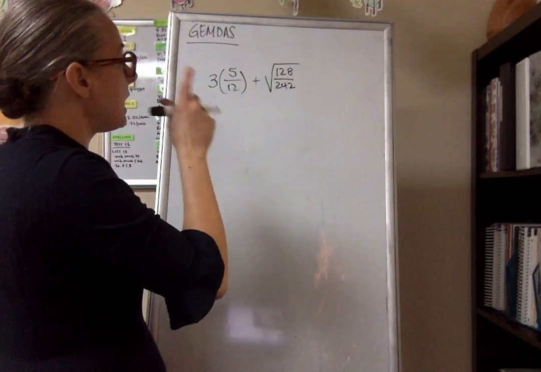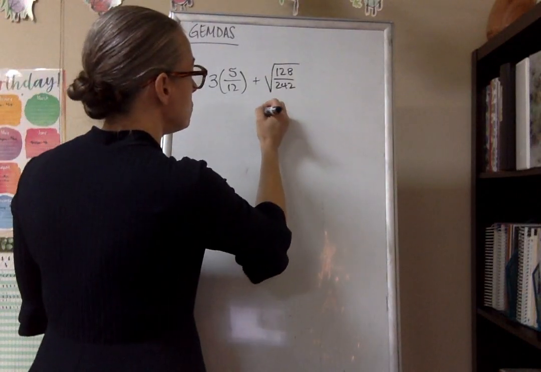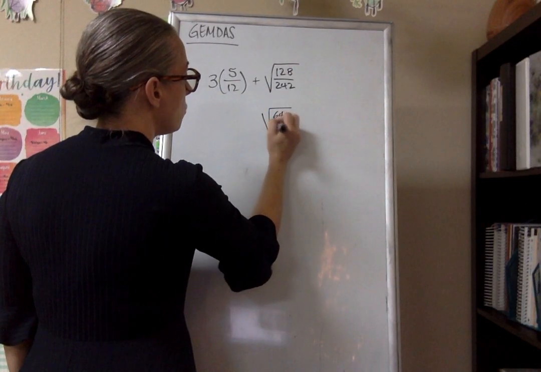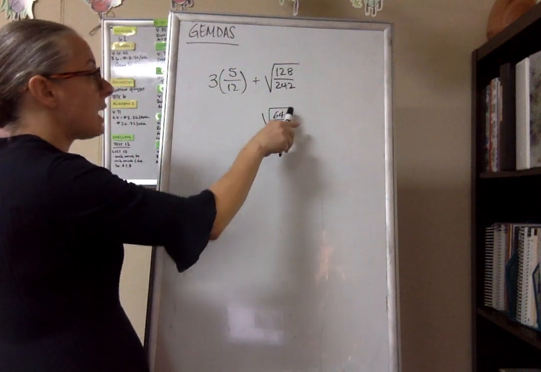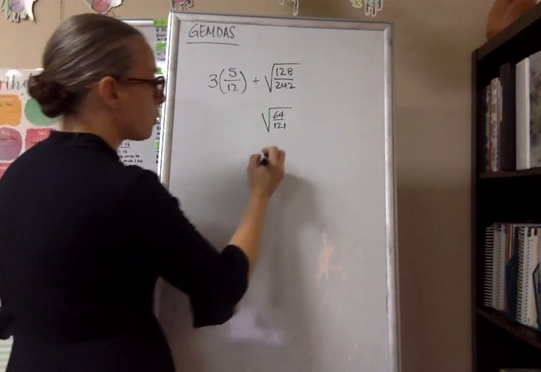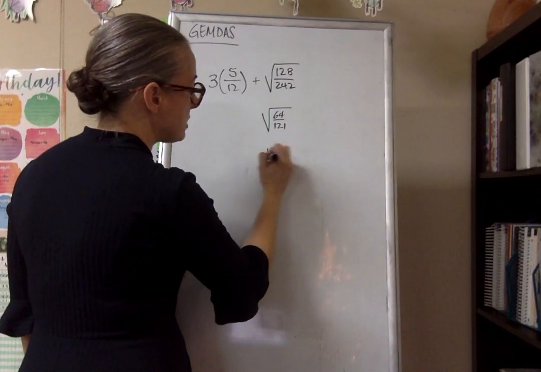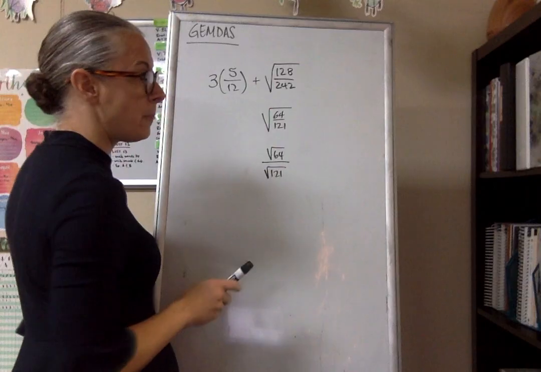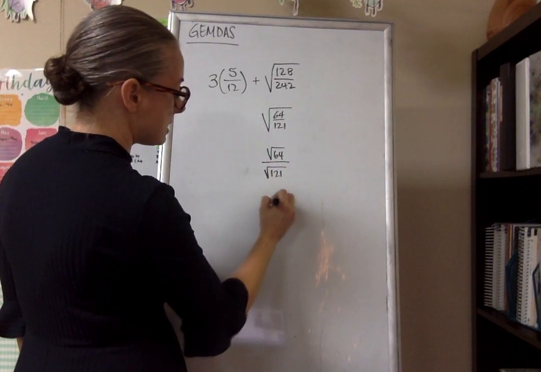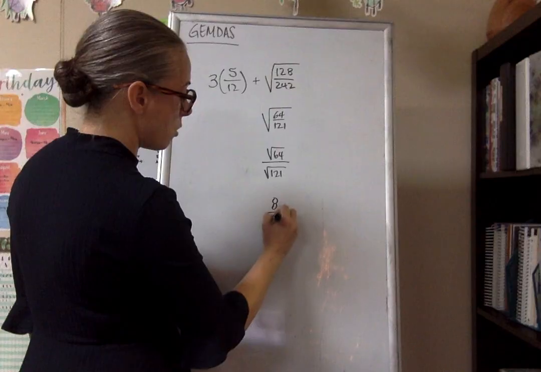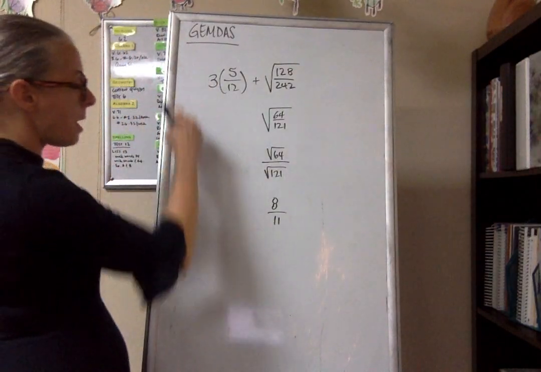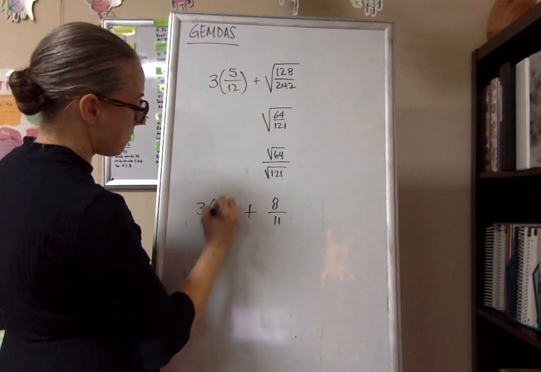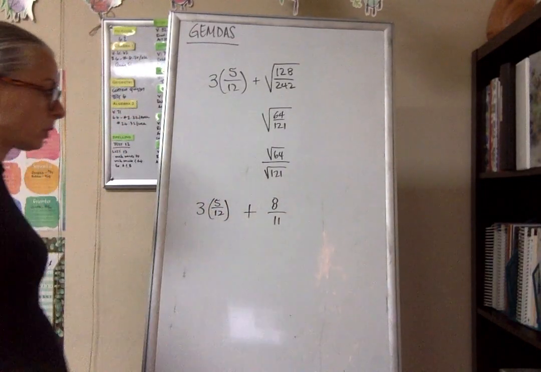I know that 128 and 242 can both divide by 2. And when they do that, I get 64 and 121. Well, I recognize that both of these have perfect square roots. So I'm going to rewrite this problem as the square root of 64 over the square root of 121. The square root of 64 is 8, and the square root of 121 is 11. So now my problem looks like this: 3 times 5 over 12 plus 8 over 11.